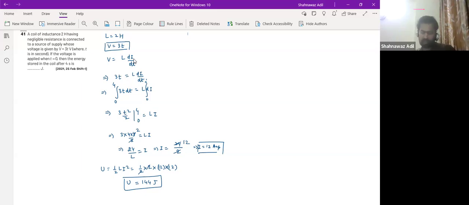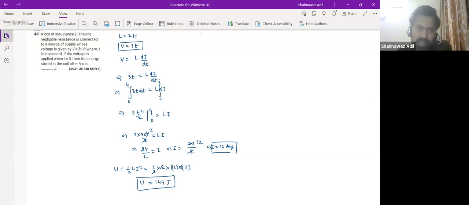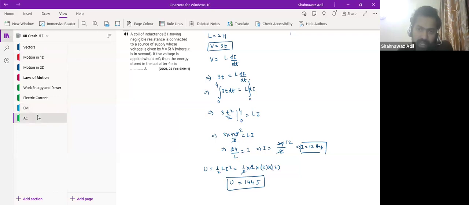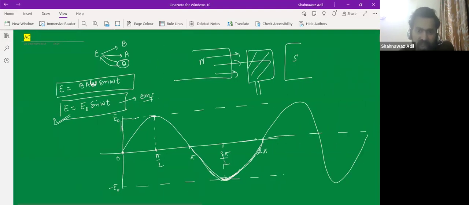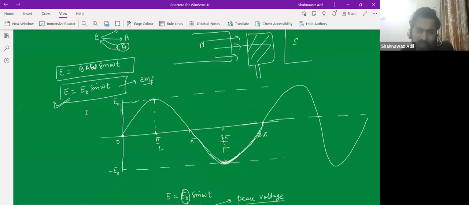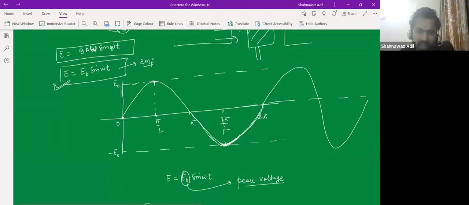So now let us talk about AC. This chapter is done. We have already seen how we can create this EMF. We have seen that we have to rotate the aperture, and by rotating the aperture we can create this EMF. That will create the AC EMF. So from the AC generator, the voltage supply that you will get would be of this form, that is B A omega sine omega t.